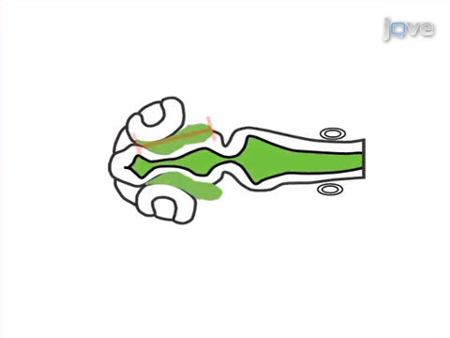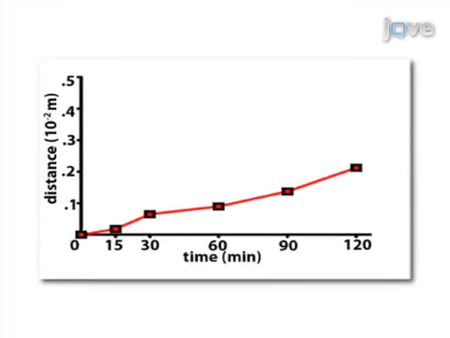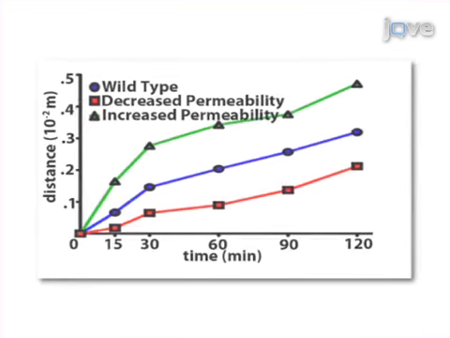Then, the distance of the fluorescent dye from the forebrain hinge point at each time point is measured. Finally, the distance traveled over time is calculated. Ultimately, results can be obtained that show changes in neuroepithelial permeability by comparison of different genetic backgrounds or environmental conditions.